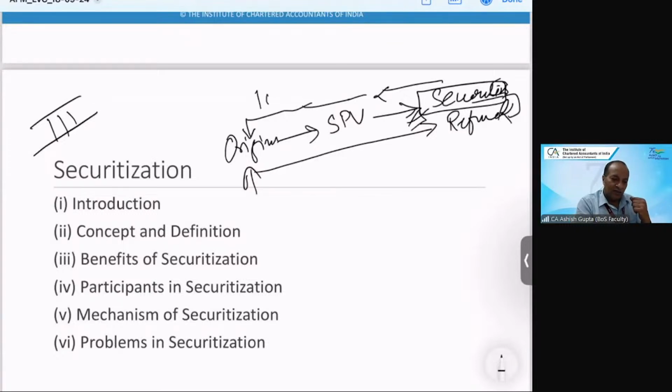Of course, if the originator has transferred 100 rupees of the receivable, the securities will be issued somewhere around 94, because 6 rupees will be the interest amount for the 1 year. Maybe, and I'm just giving you a small example. So this 6 rupee income will be for this security. So this is called securitization.